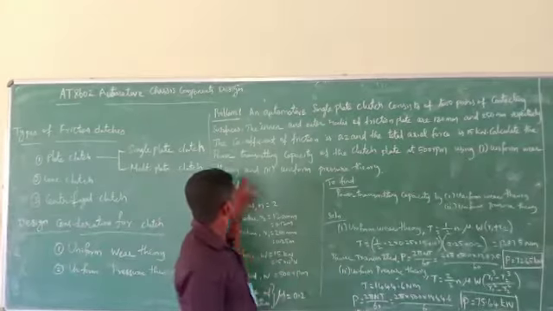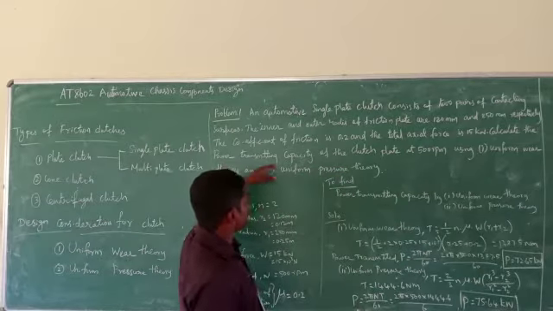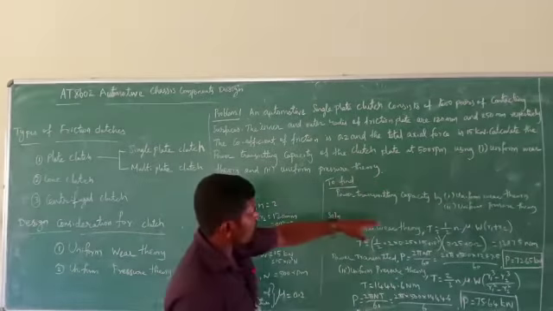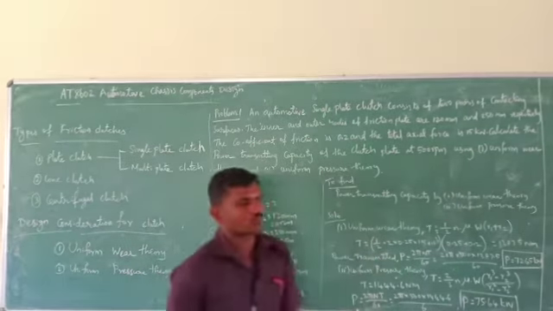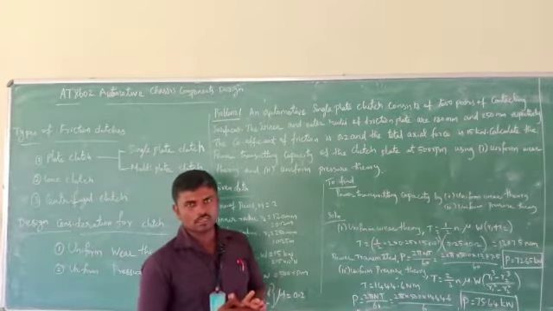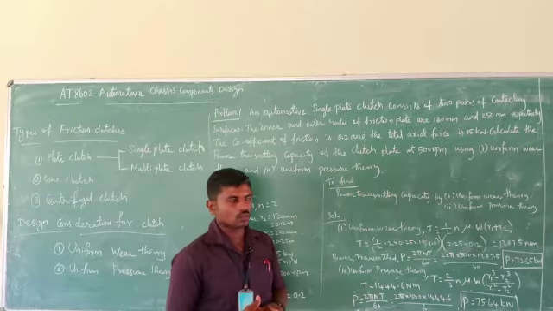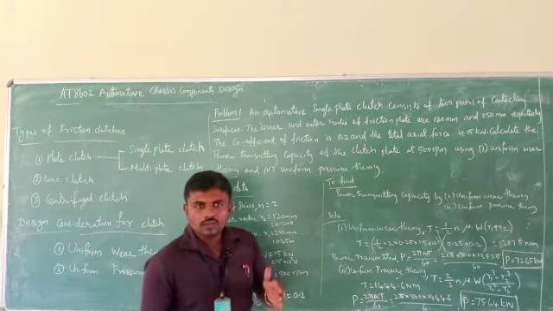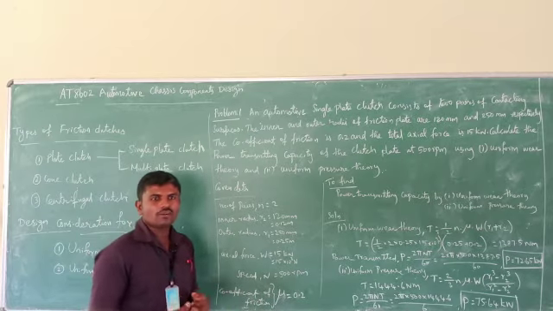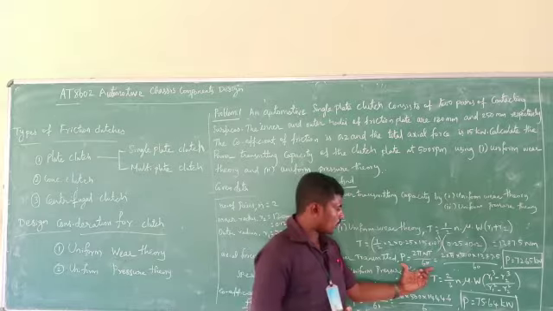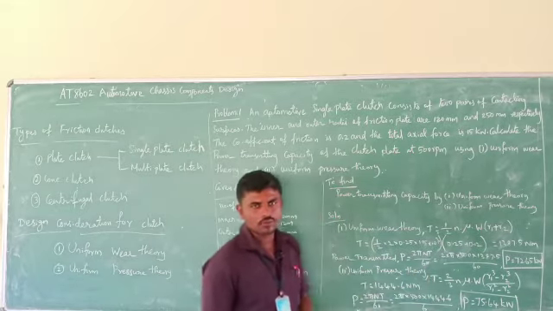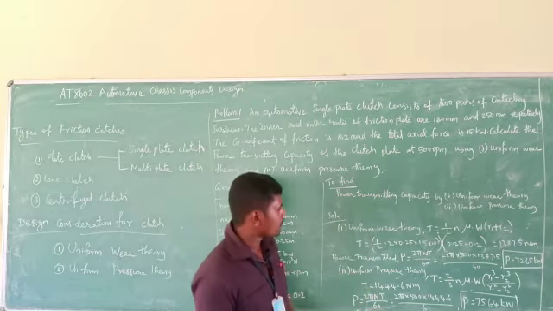What we need to find: calculate the power transmitting capacity of the clutch plate at 500 rpm using uniform wear theory and uniform pressure theory. For both conditions we need to find the power transmitting capacity, so we need to select the suitable formula. The power transmitted formula is a common formula: power equal to 2 pi N T by 60.